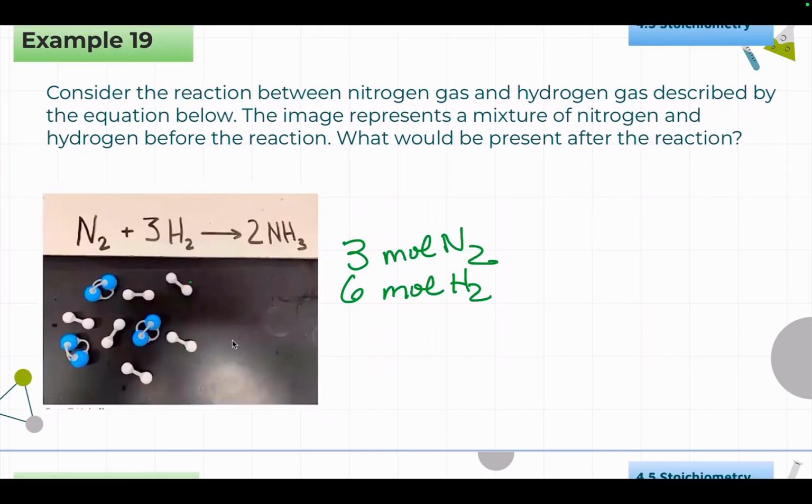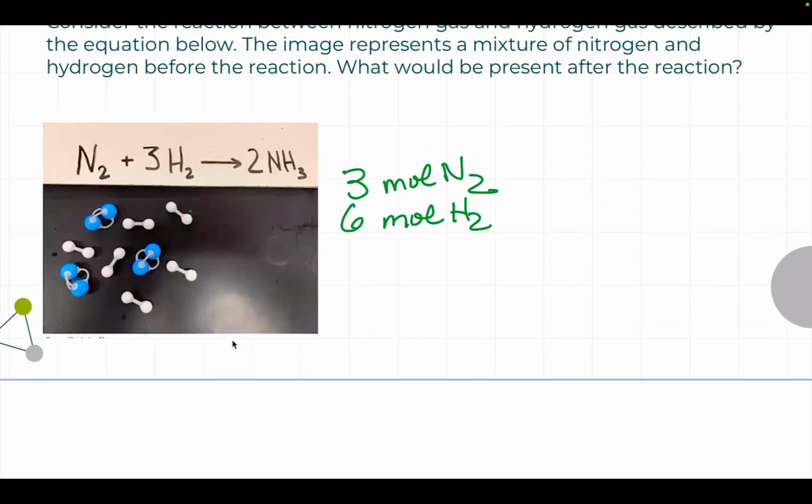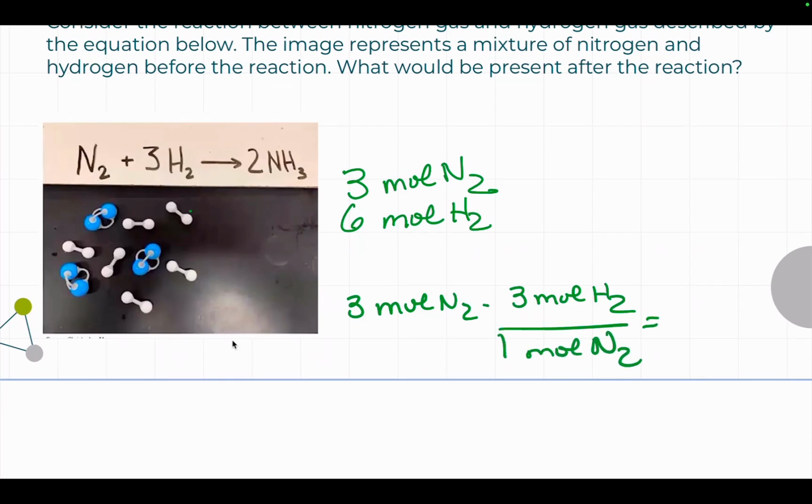And sorry, I'm going to add a page here because I'm going to run out of room. So I can take my moles of nitrogen and use my mole ratio. And I get 9 moles of hydrogen would be needed to react with the 3 moles of nitrogen. So we do not have that. We only have 6 moles, which means this is my limiting and the nitrogen is my excess. I'm not going to use that 9.